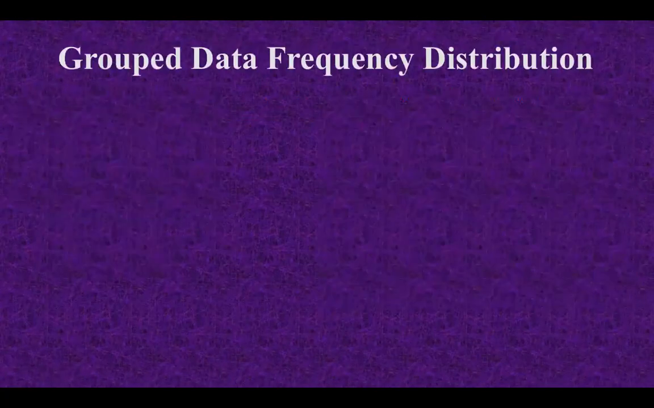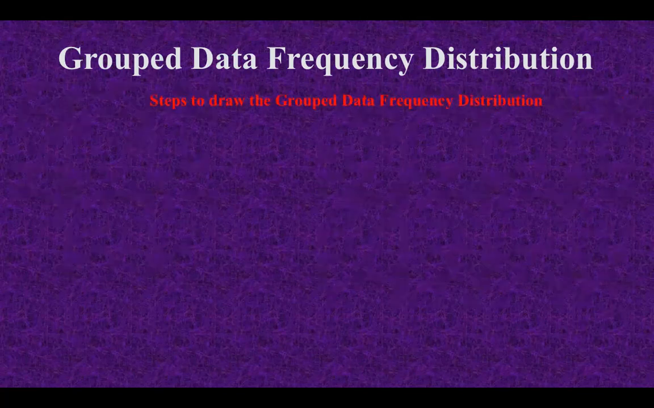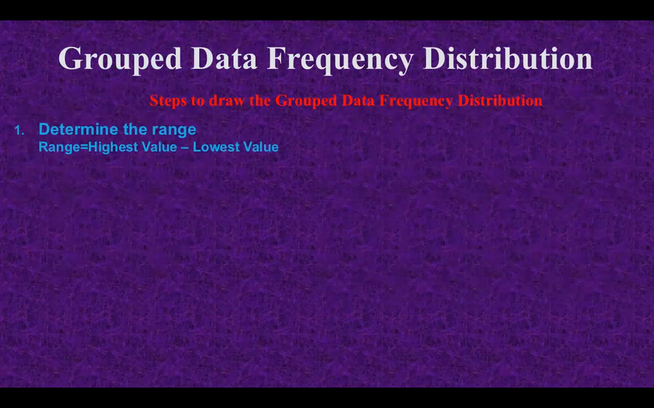Next, ungrouped data frequency distribution. Grouped data frequency distribution. For grouped data frequency distribution, we have to follow some steps. I can say some norms to draw the frequency distribution table. First of all, we determine the range of the data.